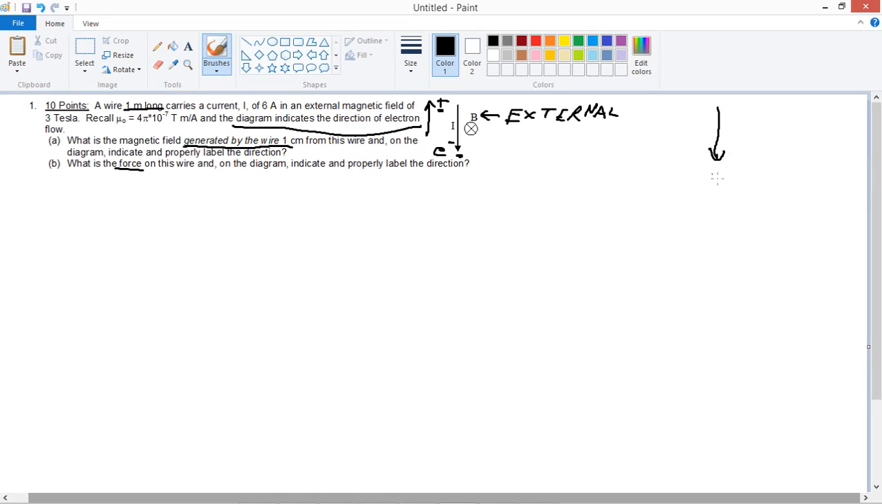So for this wire, if you point your thumb of your right hand in this direction, then your fingers are pointing up. They're coming out of the board on this side of the wire, and they're going into the board on this side of the wire. Now we need to figure out what the magnitude is, now that we've labeled the directions.